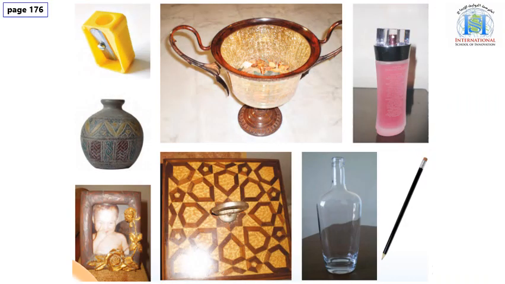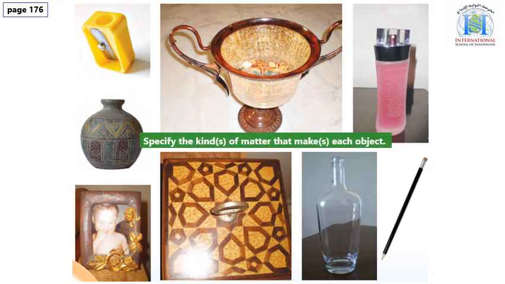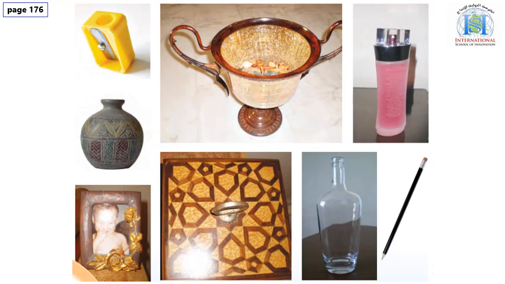So, dear ones, is everything clear till now? Will you help me then specify the kinds of matter that make each object? Are these objects made of one kind of matter or more than one kind of matter? What about the yellow sharpener? What is the sharpener made of?